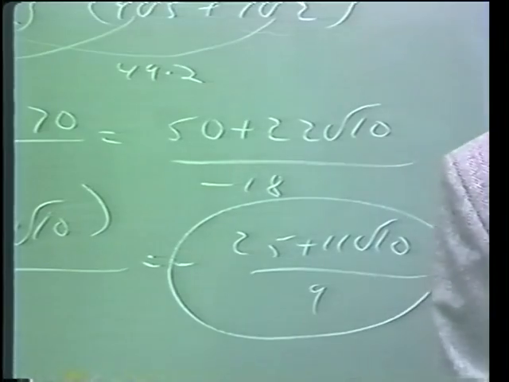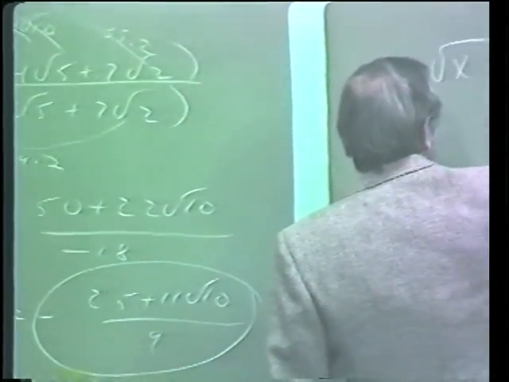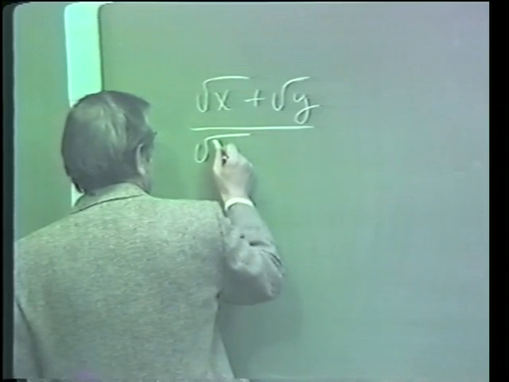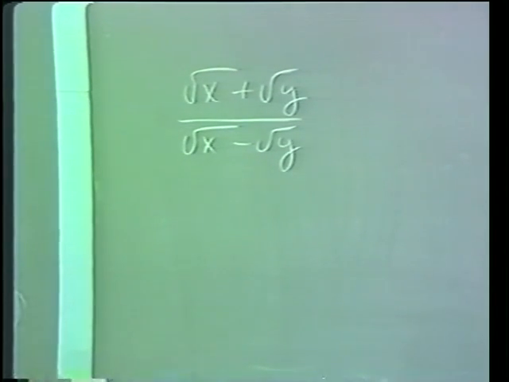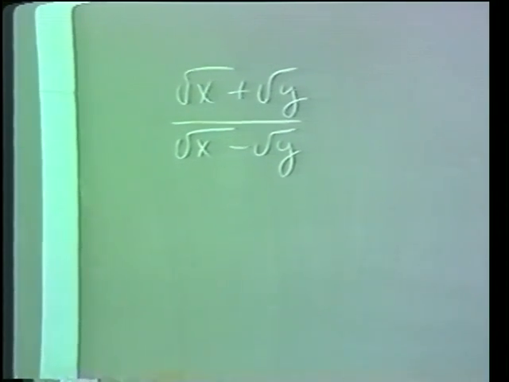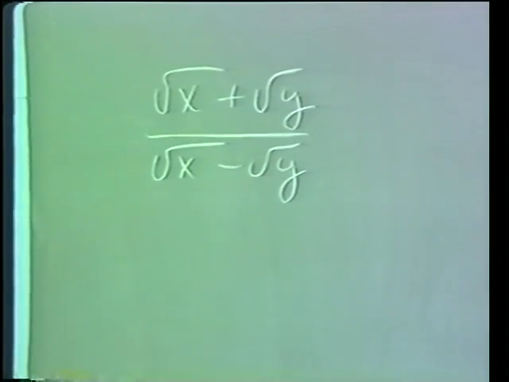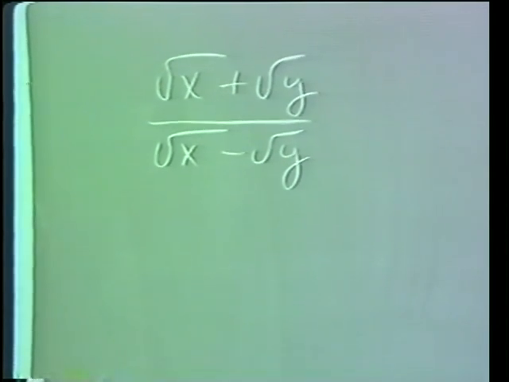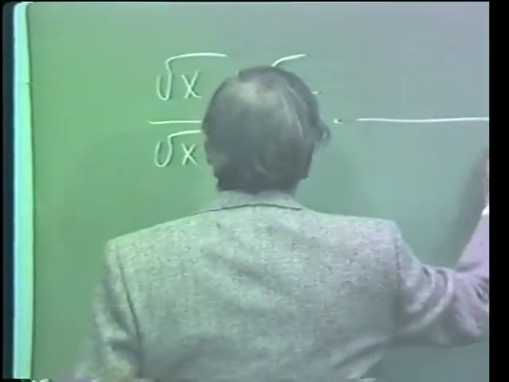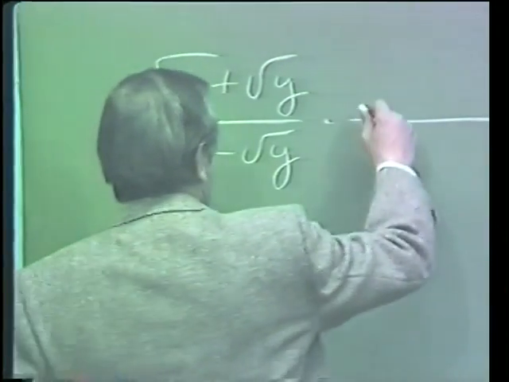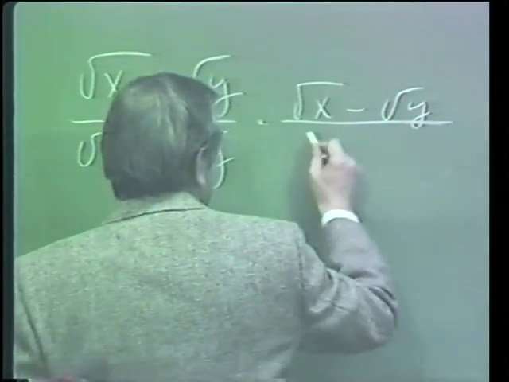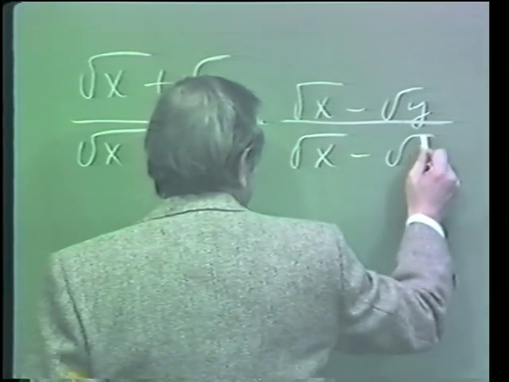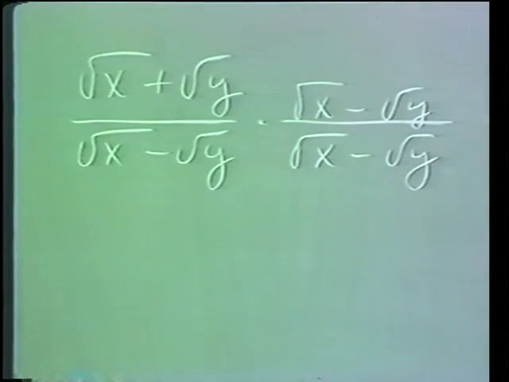Next one I'd like to do is this problem right here. Square root of x plus the square root of y over the square root of x minus the square root of y. I want to rationalize the numerator. In other words, this is number 4 in group 2. I want to get rid of the radical numerator, so I'm going to multiply by 1. 1 will be the conjugate of the numerator over itself. So we'd have the square root of x minus the square root of y over itself.